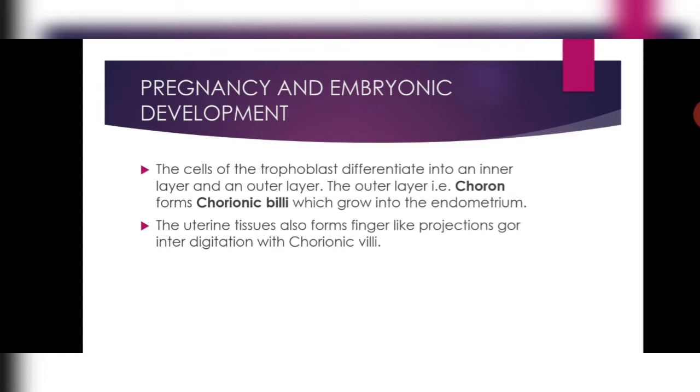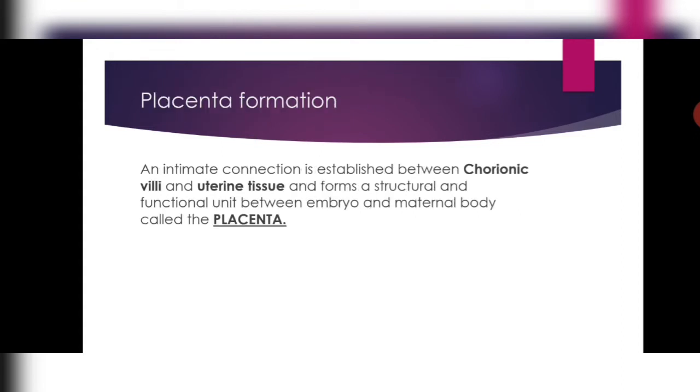The uterine tissue also forms similar finger-like projections and they are interdigitated to form a structure called placenta. Understood? Chorionic villi from one side, uterine tissue from one side, and what happens to them? Interdigitation. So, how does placenta formation take place? It is an intimate connection between the chorionic villi and the uterine tissue which acts as a structural and functional unit of interaction between the embryo and the maternal body.